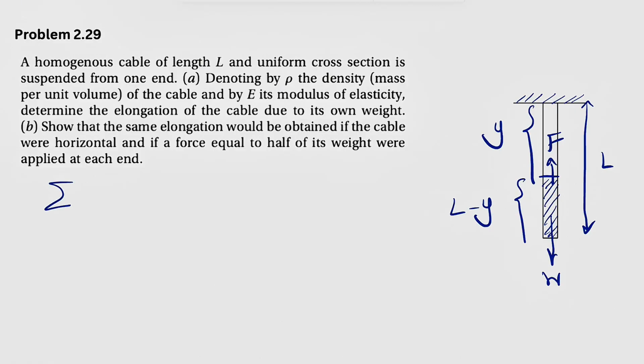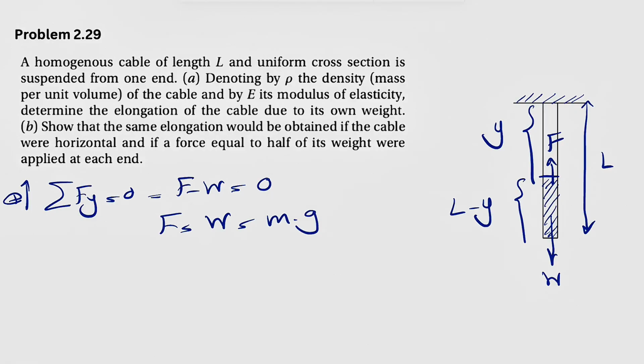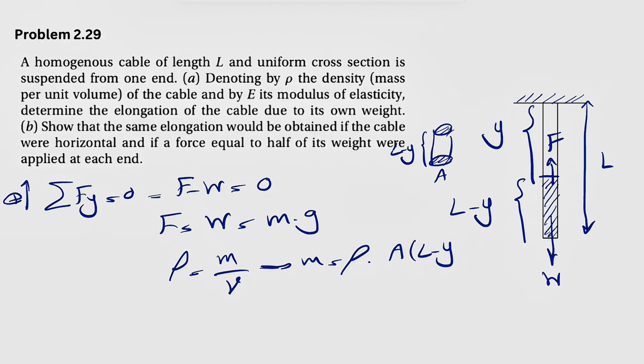Basically, if we do the sum of all forces in the y direction equals 0, we're going to have F minus W is equal to 0, which means our F is basically W, which would be mass times acceleration of gravity. We have the density, and we know that density is mass over volume. So if we want to find the mass, we have density times the volume. We know we have a cylinder, so the volume would be the area times the length, which in here would be L minus Y. So basically rho times A times L minus Y.